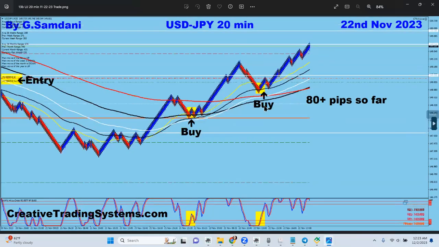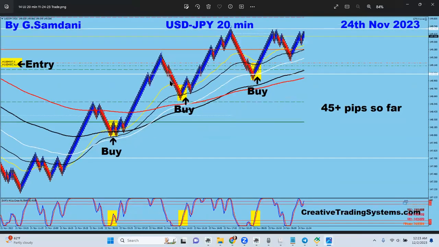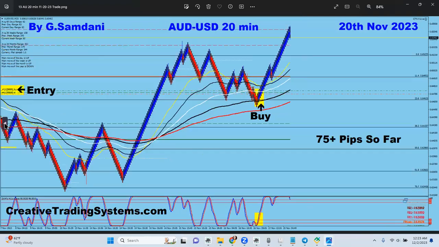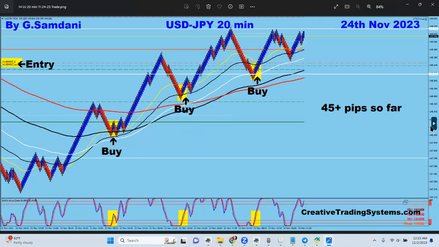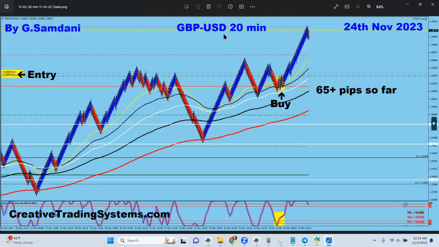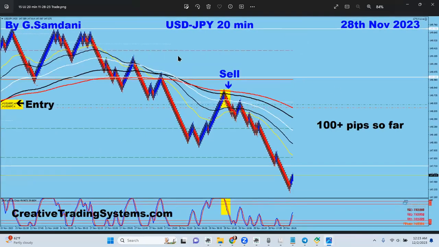Then look, this is the second here. First, second, and then you look, the third entry I took. This was the first one, this was the second one, this is the third one. Right? The first one was what? How much? 85, then 80, then 45. All to the upside because yen was getting very weak. That's the reason. Now, going back to USD pairs, again, pound USD going to the upside, 65 pips.